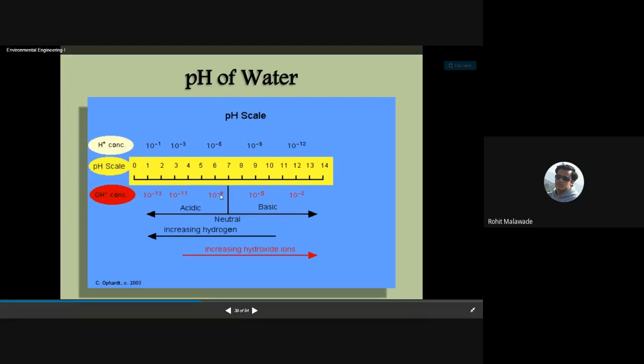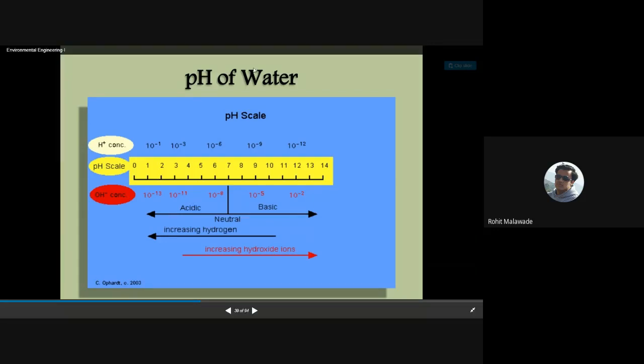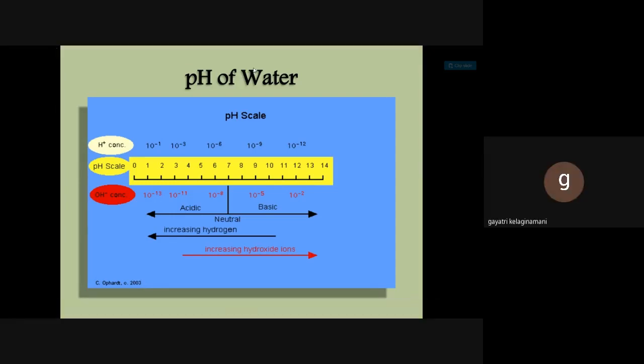So remember, as you go away from 7, in the acidic range of 0 to 7, if it has a pH of 0 or 1, we call it a strong acid. If it reaches 14, we call it a strong base. The pH is a very important aspect when it comes to water quality. So the pH of drinking water should be between 6.5 and 8.5. Is it clear regarding pH? Yes, sir.